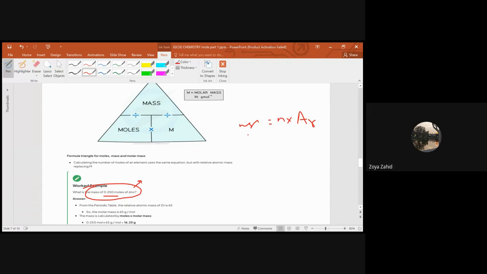Okay, whenever you are writing, you're showing your steps, you're showing your formula. Also, remember when you put your answers, do not forget to add in the units. For instance, here, the mass will be given in which units? Grams, yes, very good.